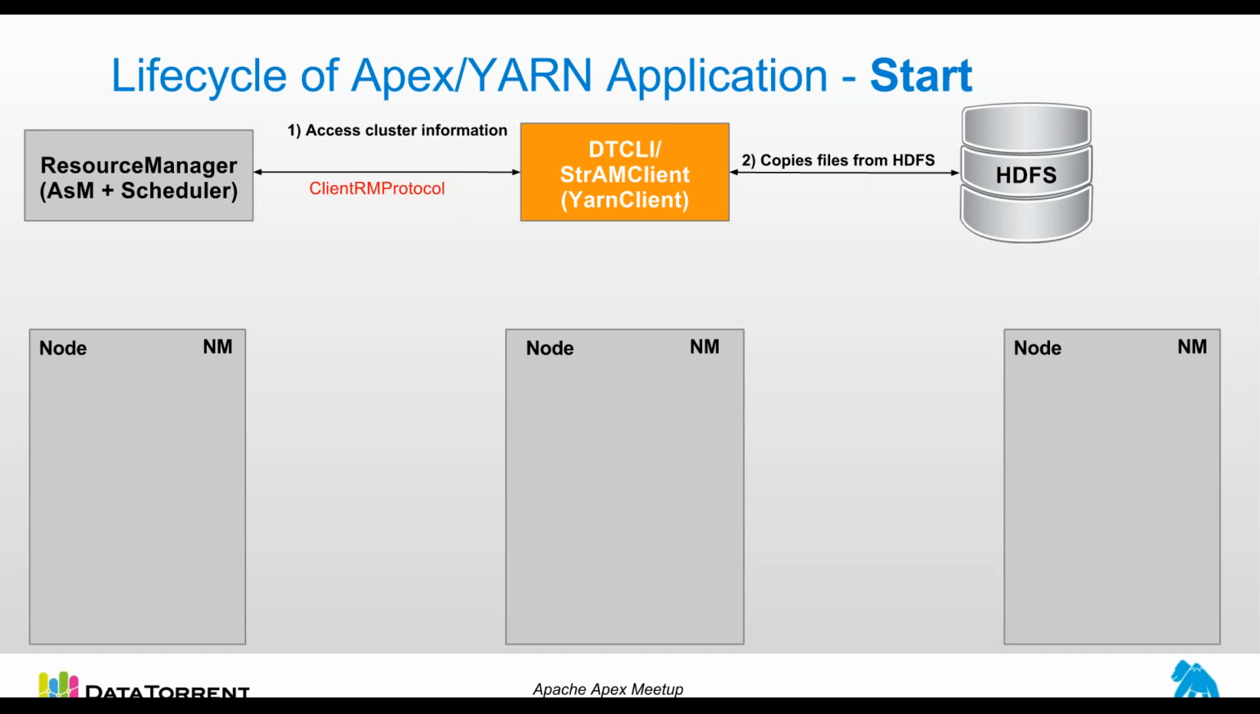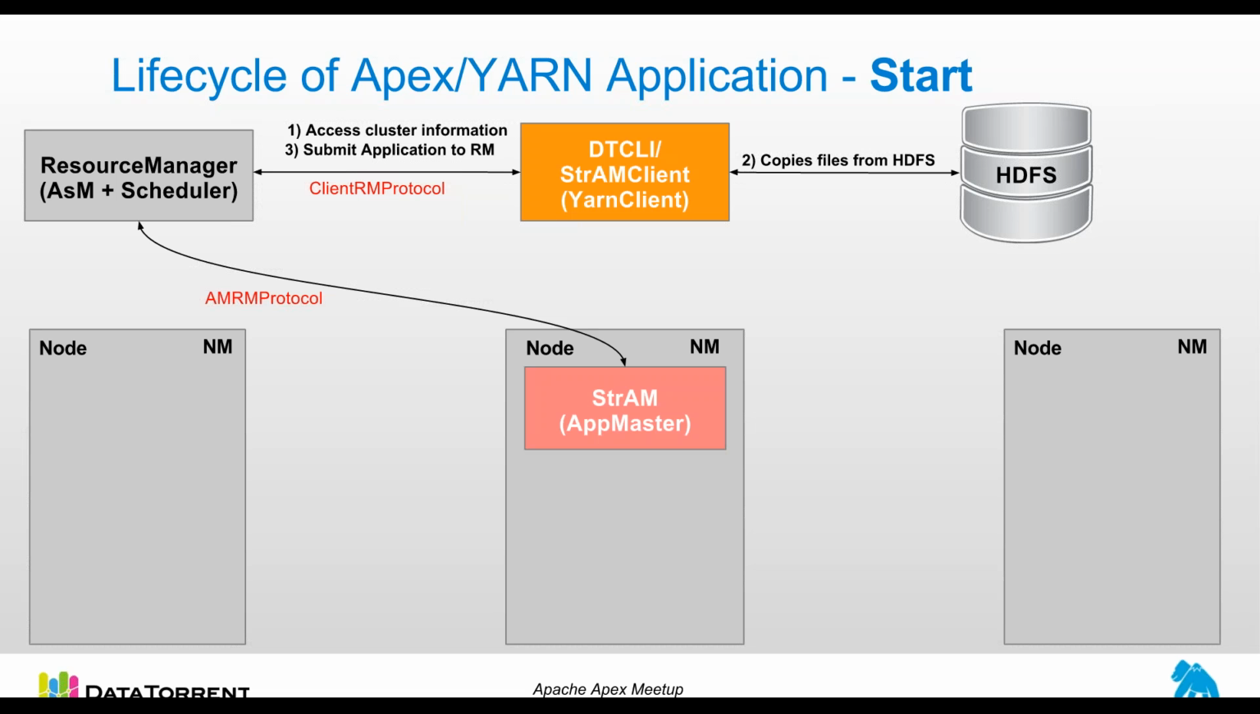Third thing is, and this is again in communication with YARN, it submits that application to the resource manager, basically giving information to the resource manager saying that you can start processing, launch a YARN application there. Now once the resource manager has got that particular request, it picks up an available container in the cluster. It launches the application master, that is StrAM, and it establishes that over the AMRM protocol.